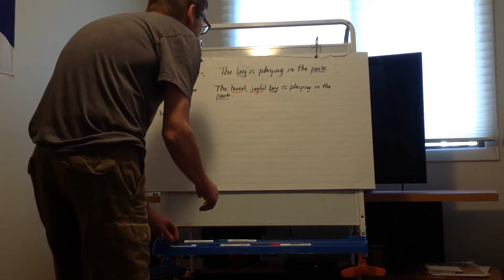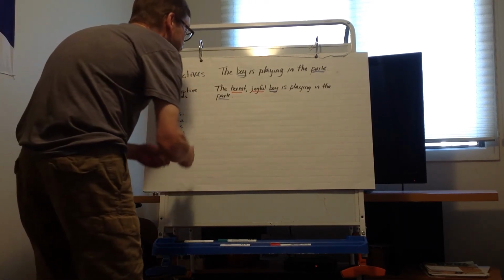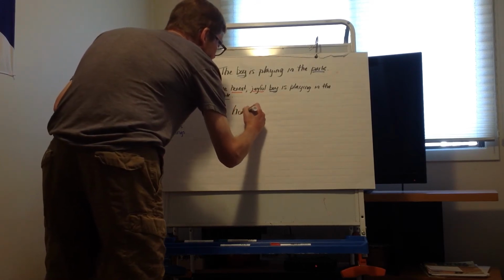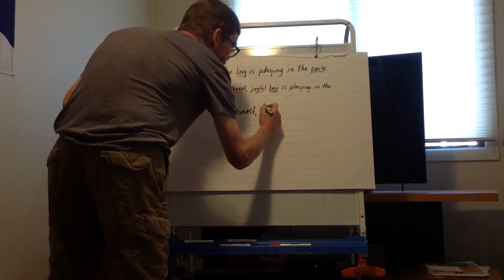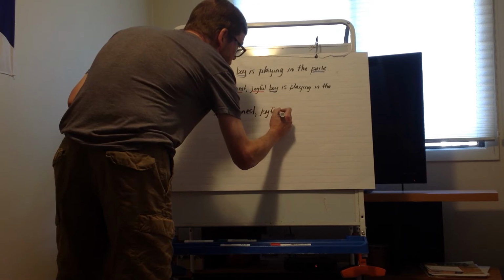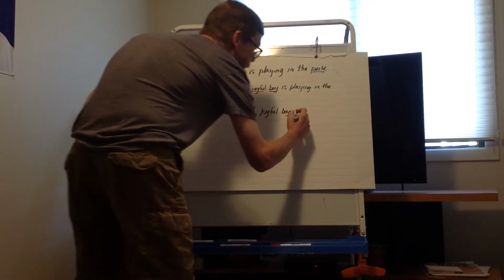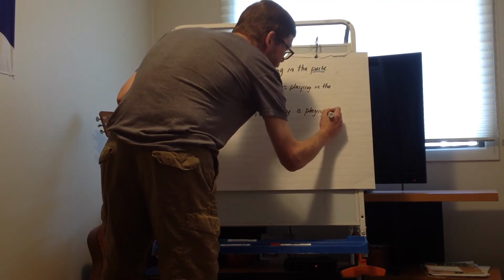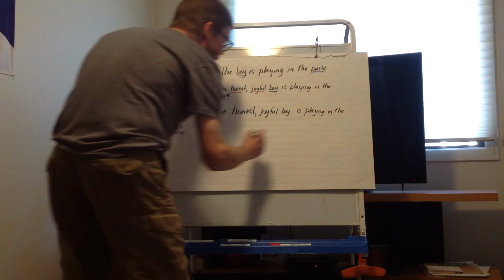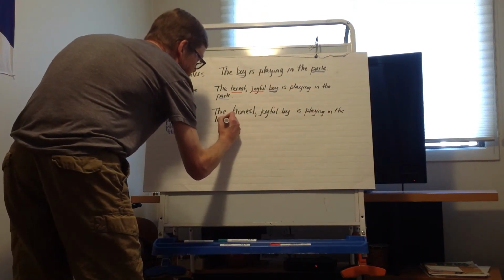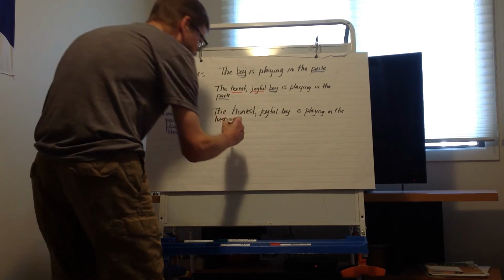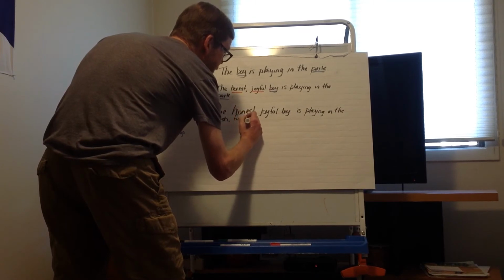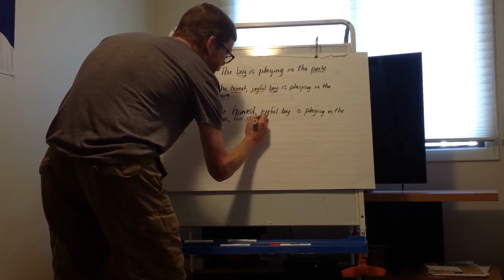All right. So our sentence changes now. The honest, joyful boy is playing in the lush, ooh, I like that, lush, what else do I have? Fun, yeah, fun park. Okay, period at the end of that sentence.